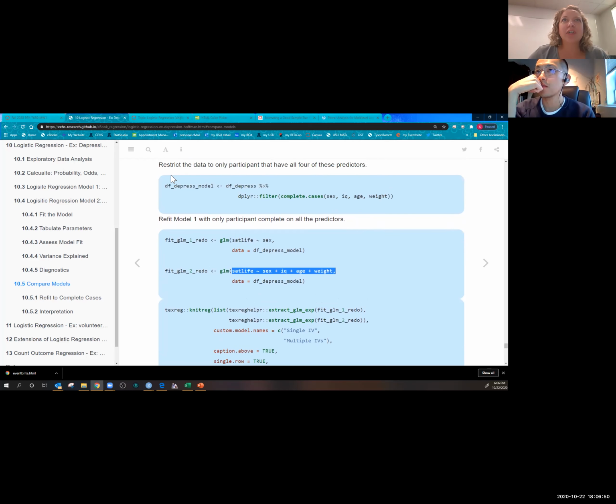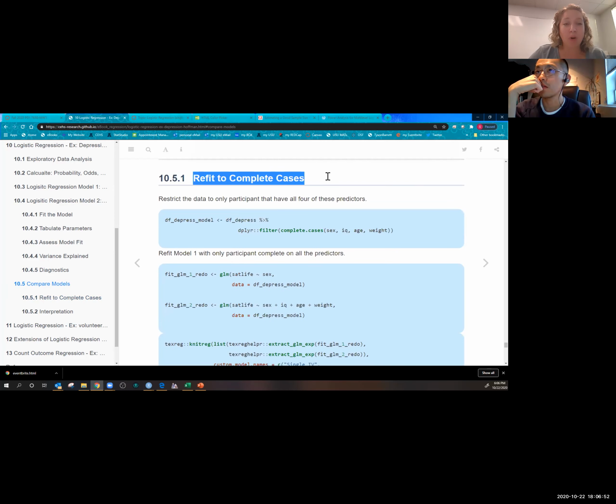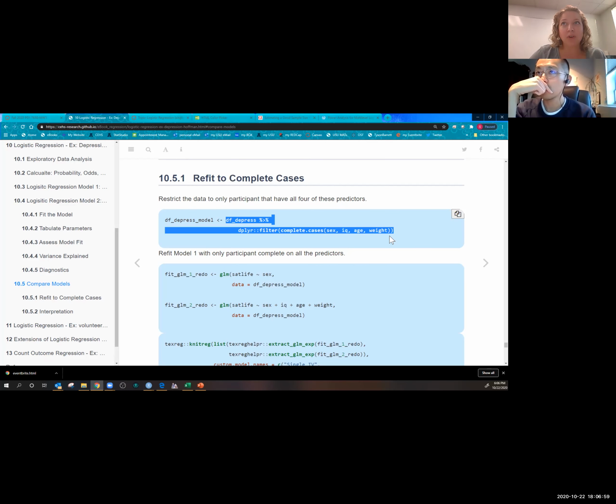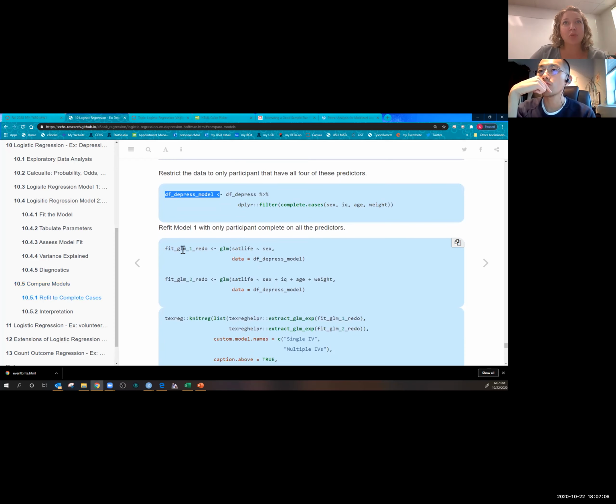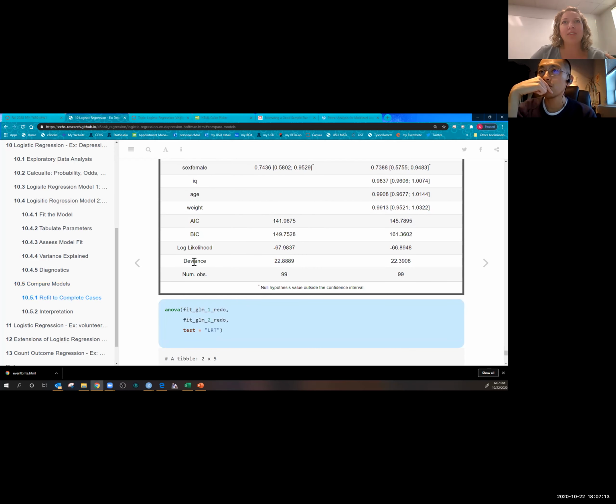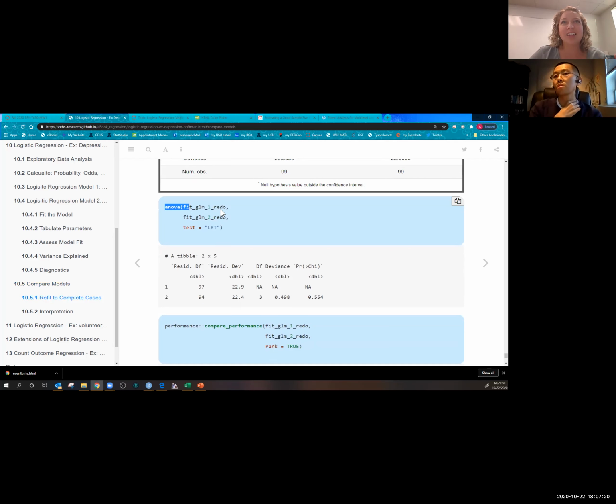So what I had to do is refit both models to complete cases. I took my data set and filtered it down to just the people that were complete on all 4 of the variables, and I saved it as a new named data set. Then I redid both of my models with that reduced data set. Now this is single level, but it's the same principle, so that they were fit to the same data, so that I could then do the likelihood ratio test.